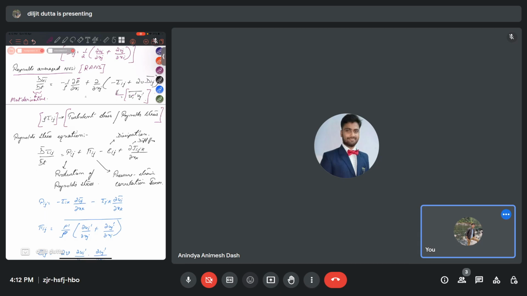But before solving this Reynolds averaged Navier-Stokes equation, we have to solve for the Reynolds stress equation, that is, we have to solve for this term. If we solve for this term, we get an equation for it and then solve it. After that, we can substitute this in the main Reynolds averaged Navier-Stokes equation and get the final solution of velocity and the pressure gradient.